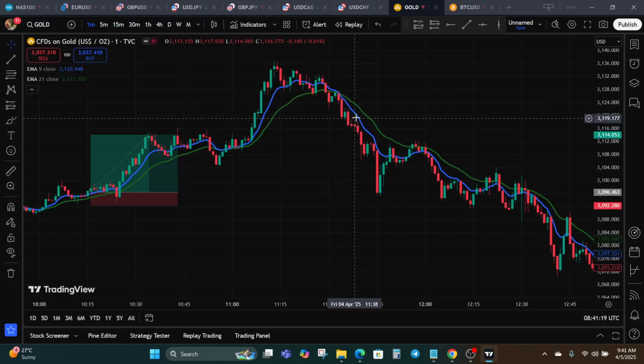Now for a sell trade, the 9 EMA must cross below the 21 EMA. Then you wait for price to pull back to the EMAs. Then you look for a bearish candle that rejects the EMA zone.